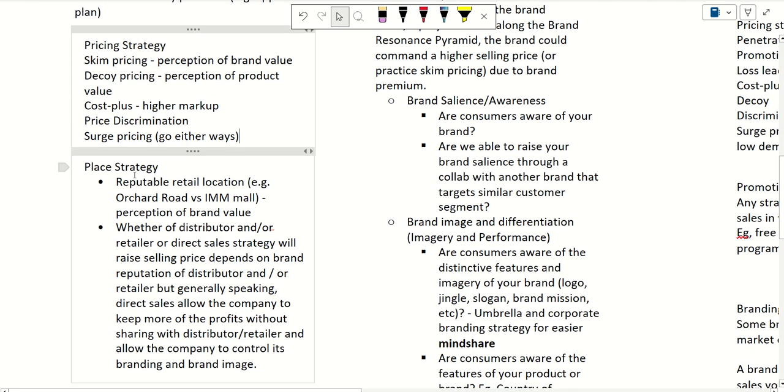Place. Okay, locate yourself in a reputable place, and therefore you can actually have a stronger perception of the brand value, and as such, you can actually sell for a higher price. Okay, I wrote here whether or not you are using channels of distribution, whether or not that actually affects selling price really depends. Okay, but generally speaking, direct sales is the one that allows the company to keep more profits without sharing. Okay, and most importantly, allows the company to control its branding and brand image.